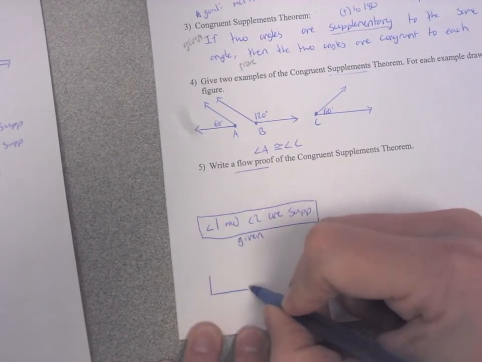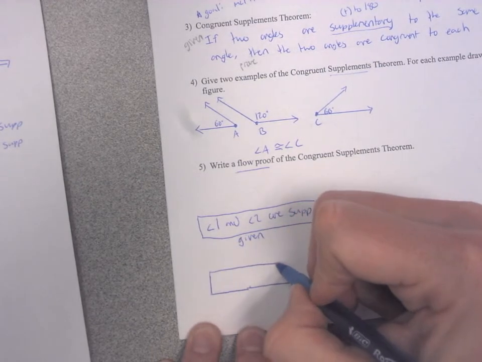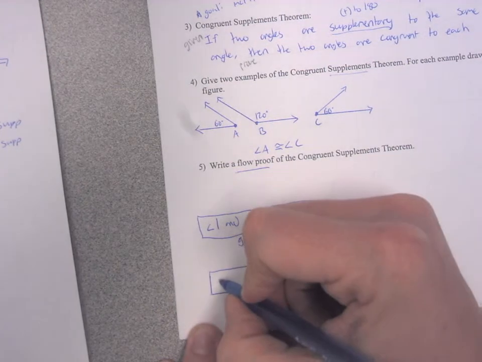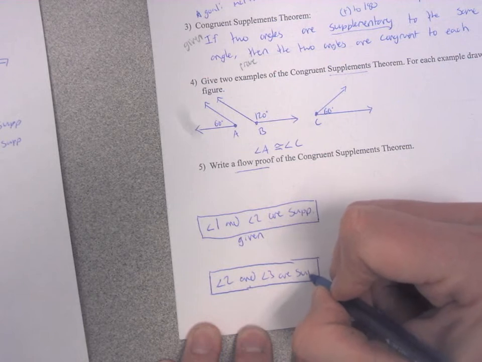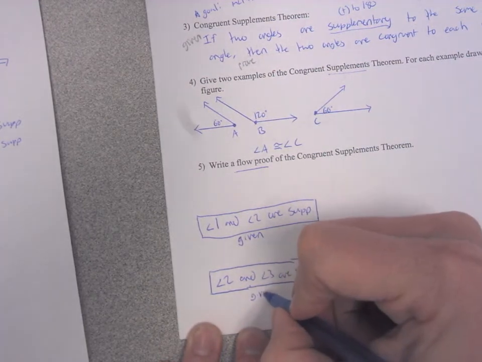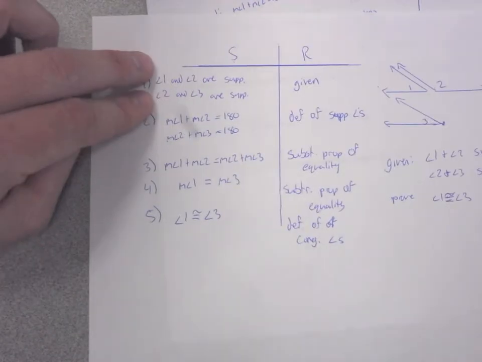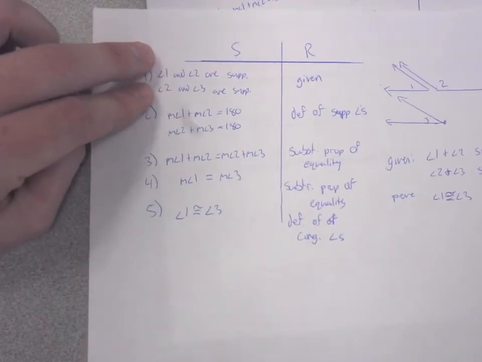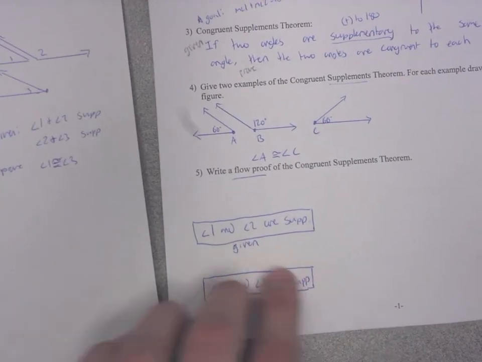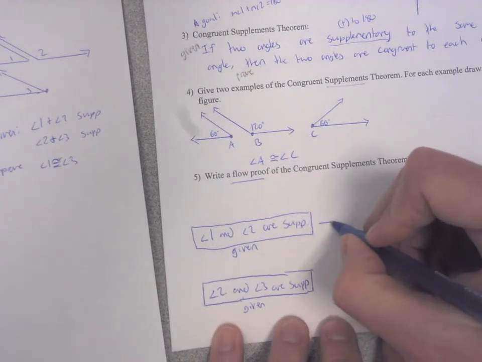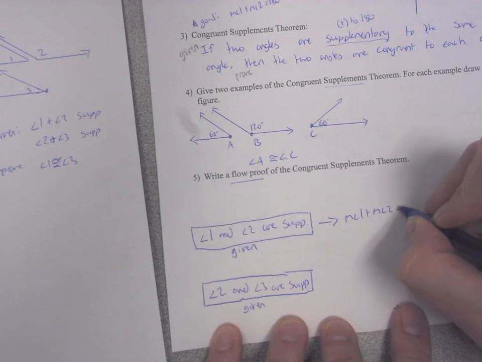Now I also had two other angles, so I'm going to make another box. This one says angle 2 and angle 3 are supplementary. Again, that was given. The reason I'm splitting them into two is that you can lump them together if you want, but it'll make sense in the logical flow why we have two here. Angle 1 and angle 2 are supplementary. What does that mean? It means that the measure of angle 1 plus the measure of angle 2 is equal to 180.